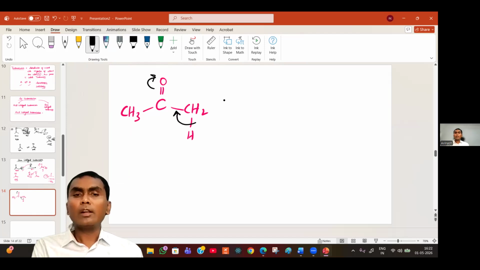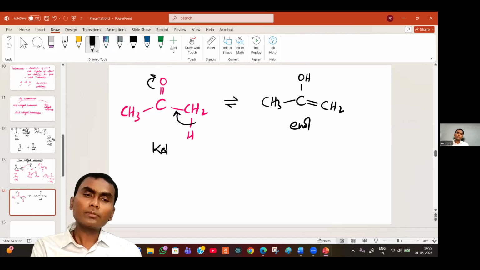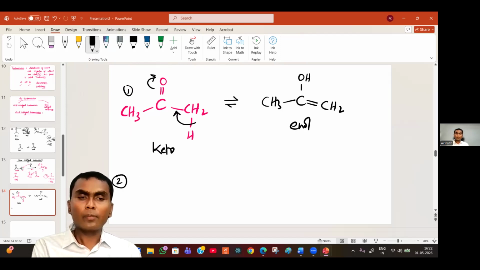This one is an equilibrium sign, and CH3, C-OH, and this one is a double bond, single. This is enol and this is ketone. Another example you can see here.